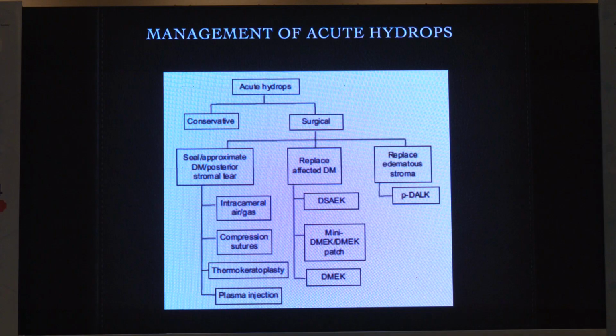So if you look at the flow chart of the patient with acute hydrops, earlier you used to find that it was conservative management mainly, but as we are slowly moving towards better outcomes, we are resorting to surgical treatment plans. First and very important is to seal or approximate the Descemet membrane or posterior stromal tear by intracameral air or gas, by compression sutures or plasma injections. Now DSAEK also some clinicians and surgeons have tried to do in these kind of patients. Mini DMEK also has worked in a lot of patients, and one very important is to replace the edematous stroma with pre-Descemetic tissue.